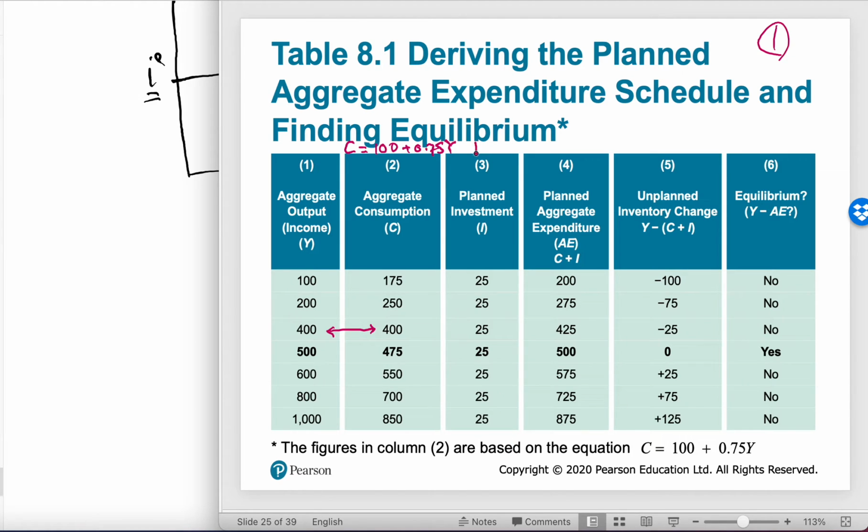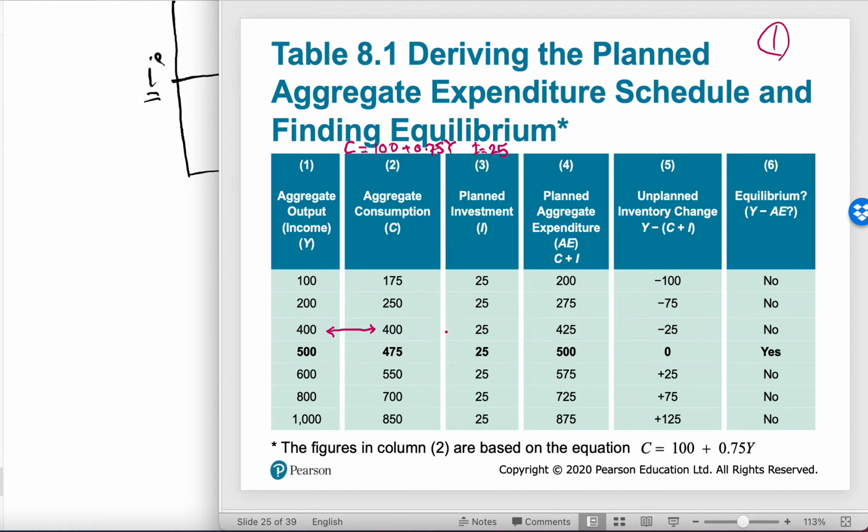So I is a fixed amount, because the interest rate is fixed. We are assuming that this is exogenous. It's ceteris paribus, everything else remains the same. Investment is 25. So actually, this is not the equilibrium. This is just showing that consumption and income are equal.